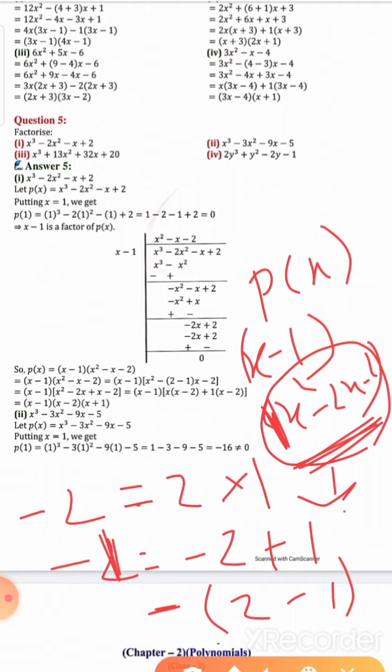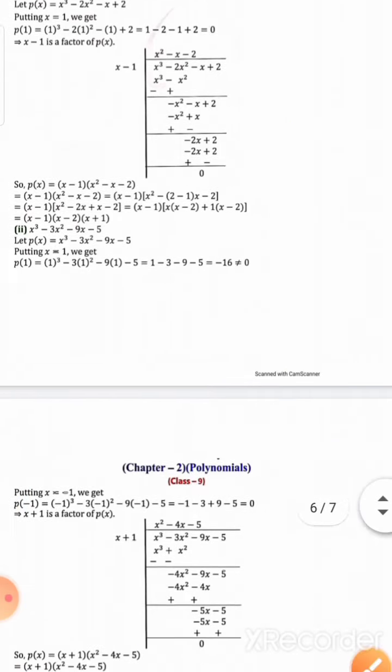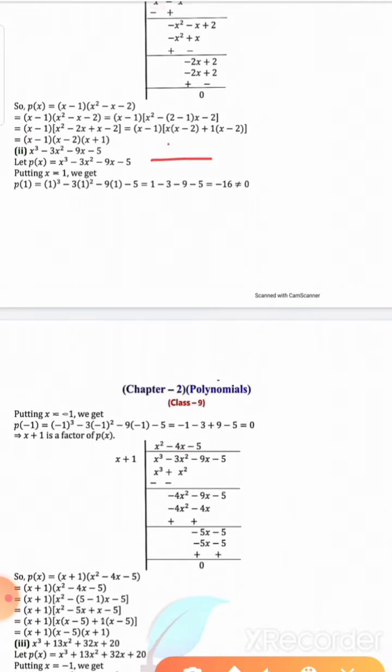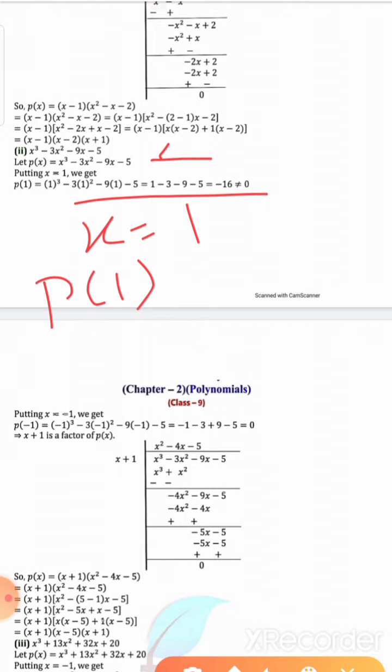Similarly, we solve question number second. Here in question number second, the cubic polynomial is given by x cube minus 3x square minus 9x minus 5. First, for the trial, we will use the value x equal to 1 for finding the factor. So, substituting x equal to 1 in our polynomial, we get p of 1. The step is 1 cube minus 3 into 1 square minus 9 minus 5. Simplifying the step, we get p of 1 is equal to minus 16. It means it is not equal to 0. So x minus 1 is not a factor of the polynomial.